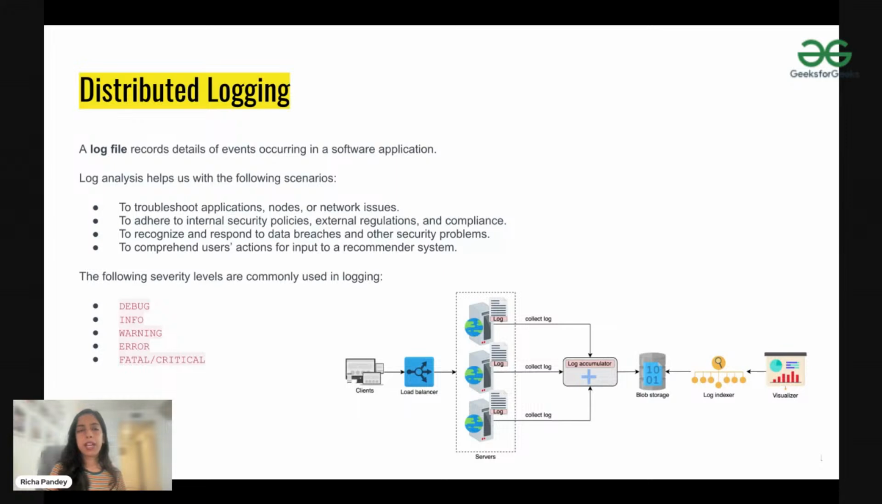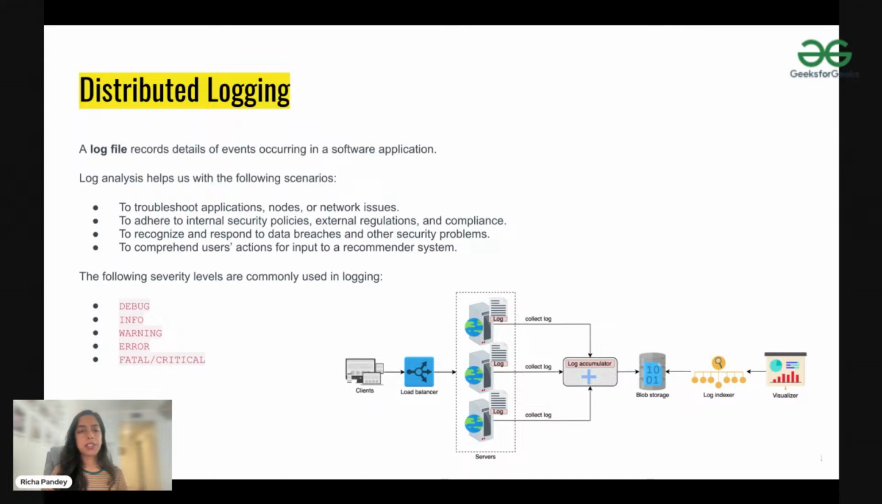So the idea is totally same here. A log file records details of the events occurring in a software application. Log analysis helps to troubleshoot application, node, or network issues. So if anything goes down, the logs will tell us exactly where the failure has happened. Logs also help to adhere to internal security policies, external regulation, or compliance. There can be, let's say, a compliance related issue where requests are dropping, so the logs will pretty much explain the reason behind a request that is not able to get through.